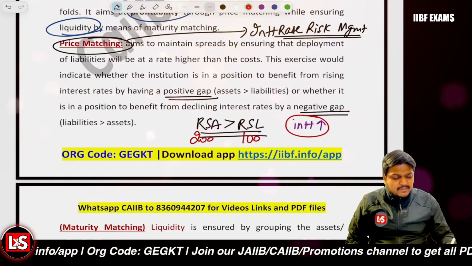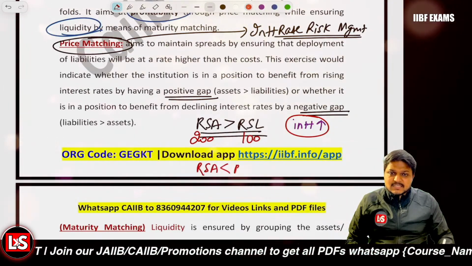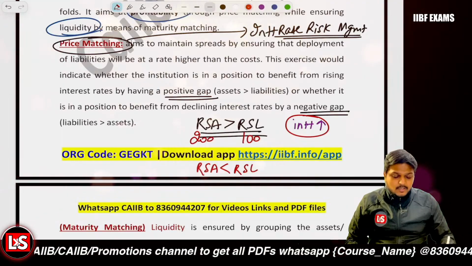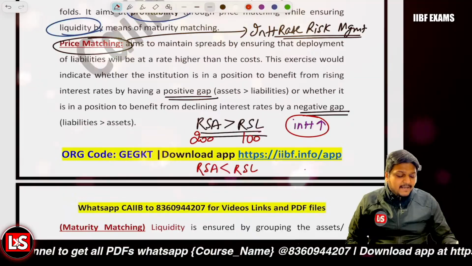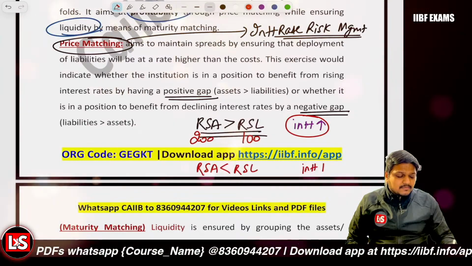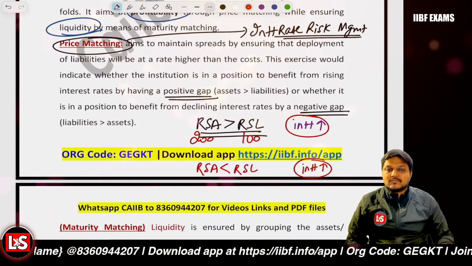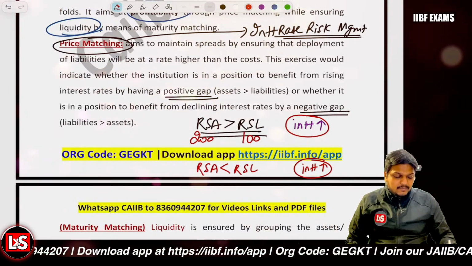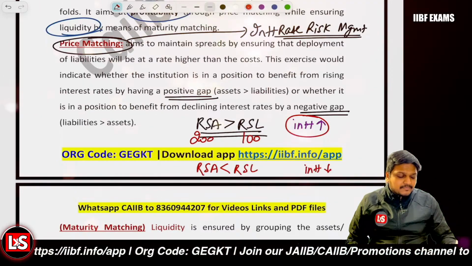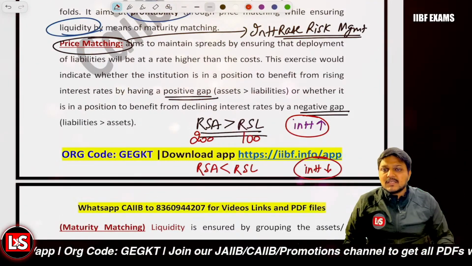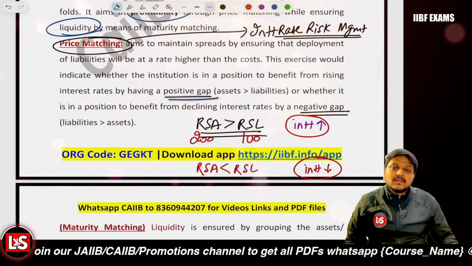And what if we have a negative gap? That is, the rate sensitive assets are lesser than the rate sensitive liabilities. Now we have more rate sensitive liabilities, and if the interest rate increases, we will be losing money, not gaining. On the other hand, if the interest rate decreases, in this scenario we'll have gains.